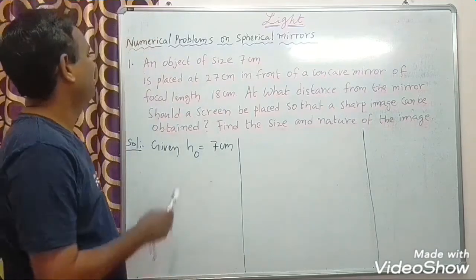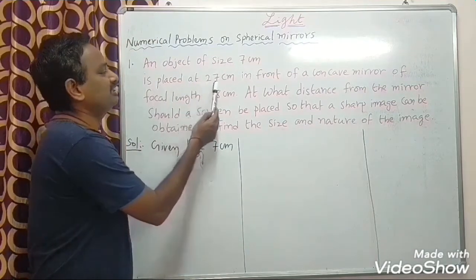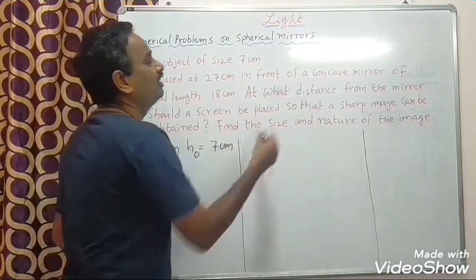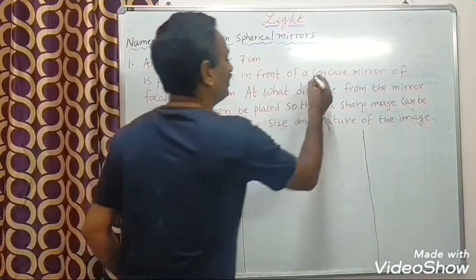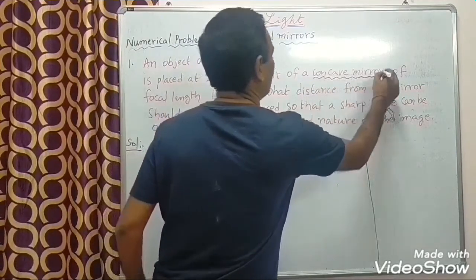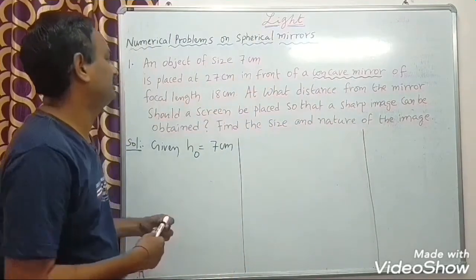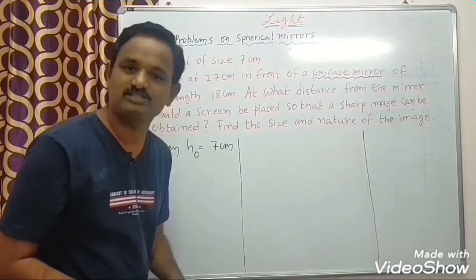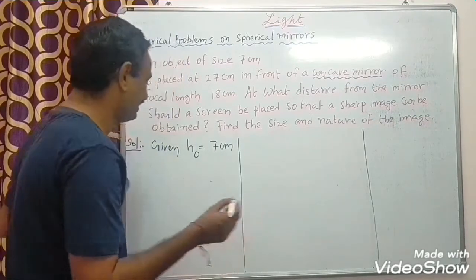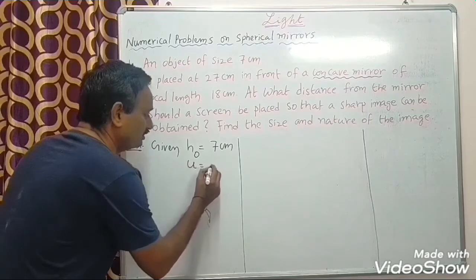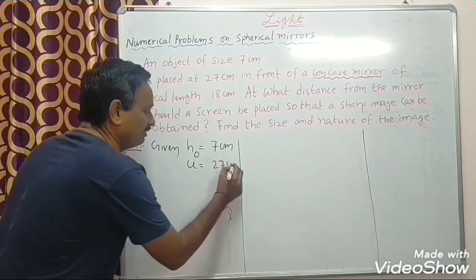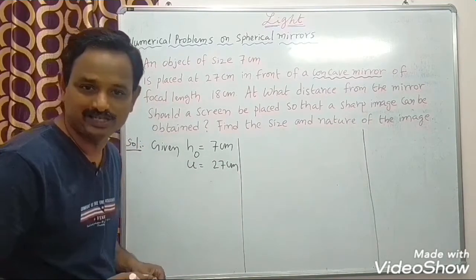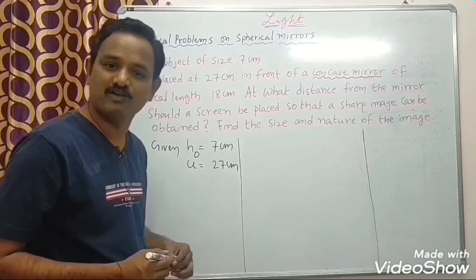Next, what they have given is that the object is placed 27 cm in front of a concave mirror. In front of the concave mirror, the object is placed at a distance of 27 cm. That means object distance is 27 cm. Look here, u equal to 27 cm. Is it plus or minus? It is minus. Why?